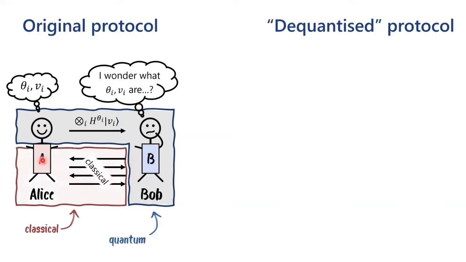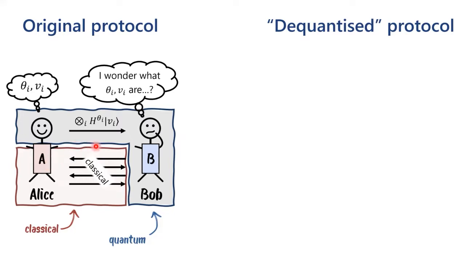But crucially, Alice, once she has sent her BB84 states, her quantum career is kind of over. She only does classical computation now, and she only sends classical messages. So this entire communication here and her actions are purely classical, as I said. Okay, so this is the original protocol.